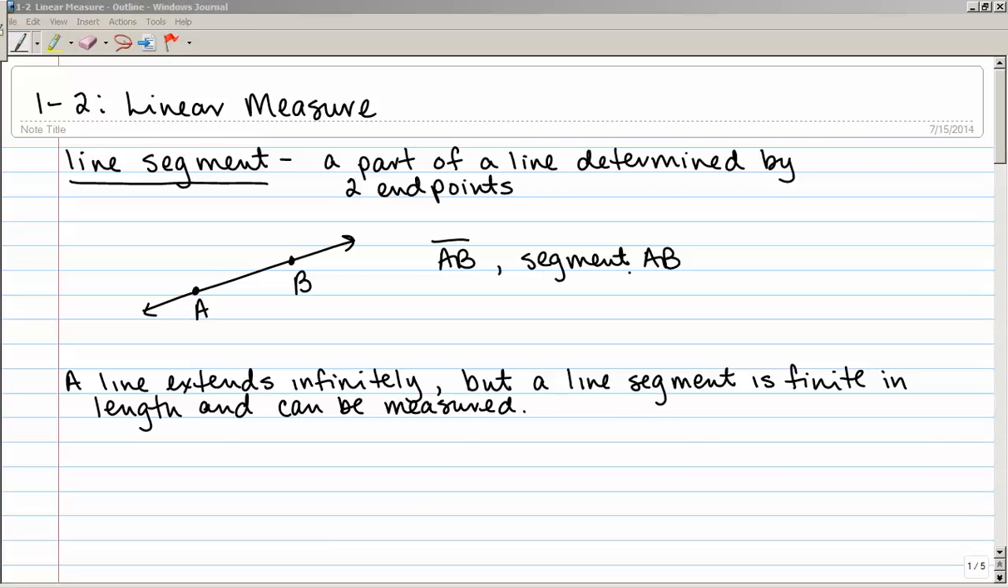So line segment AB. Note that a line extends infinitely, but a line segment is actually finite in length and can be measured. I cannot measure line AB because it goes on forever, but I can slap a ruler down and tell you exactly how many inches or centimeters segment AB is.